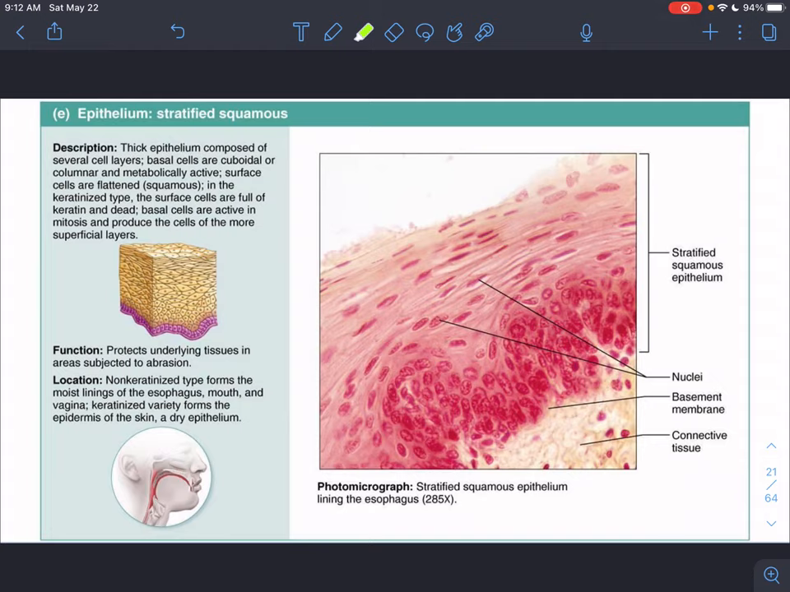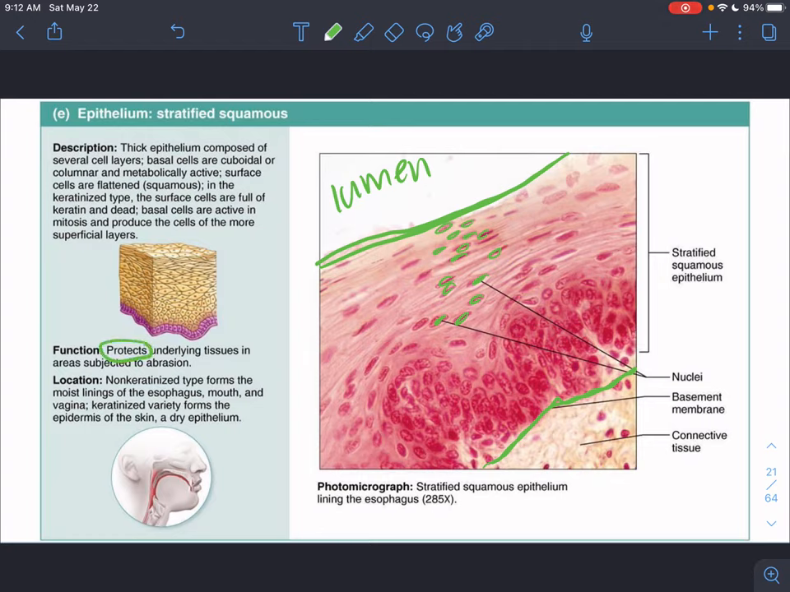Okay. So what we have first is stratified squamous. So again, we still have a lumen, right? And an apical surface close to the lumen. We also have a basal surface and the basement membrane with connective tissue below. Okay, but you can see all these nuclei lined up, stacked up. So this tells you there's multiple layers, or we have a stratified squamous. Okay, again, its function is going to be protection.